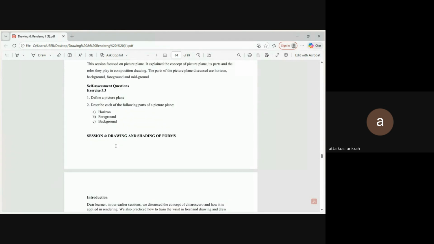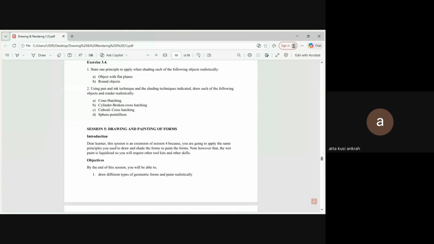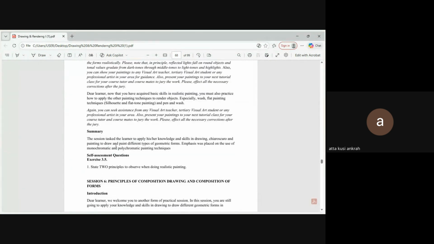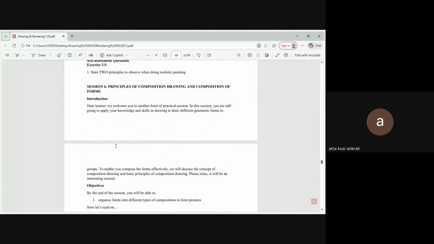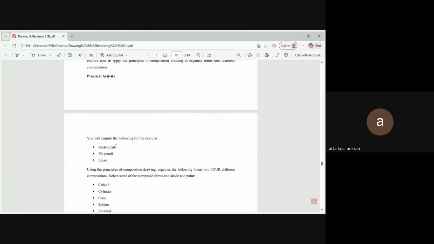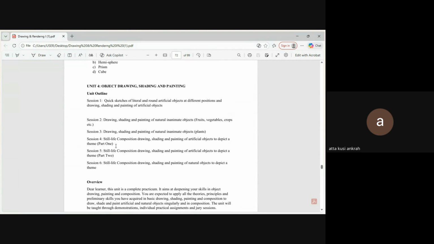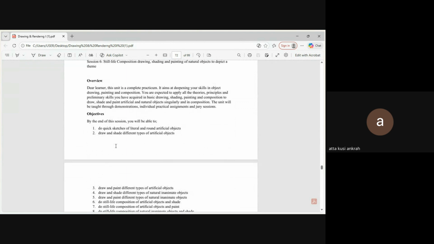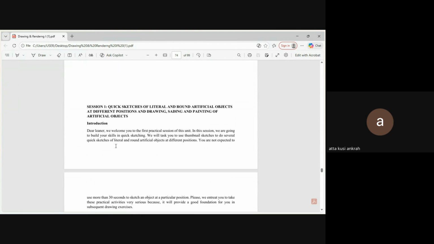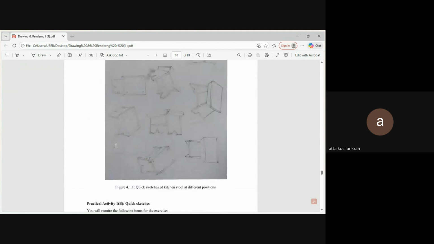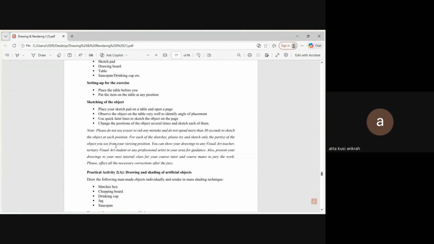Then the rest will just be an assignment. Then we'll look at the last bit of it, which is composition. It's just work for us to observe and look at.